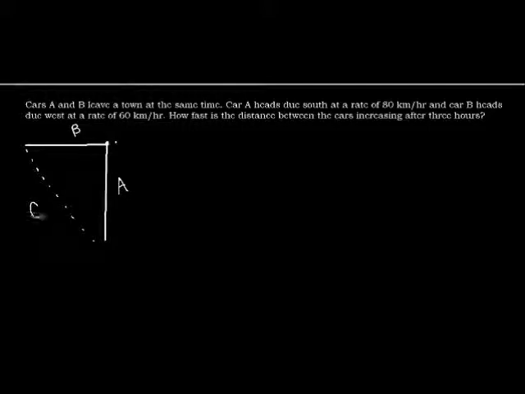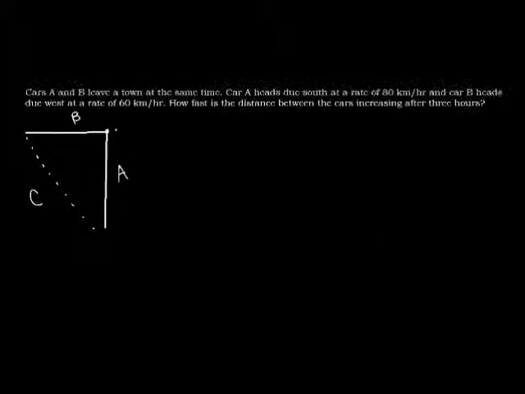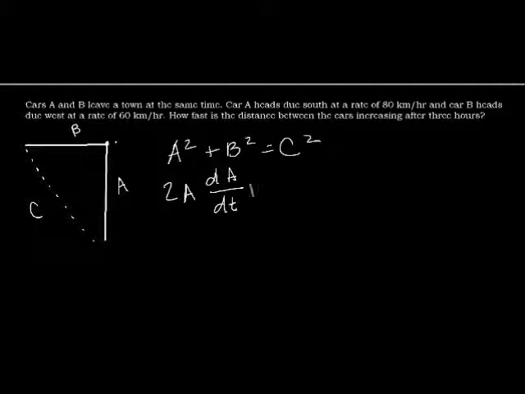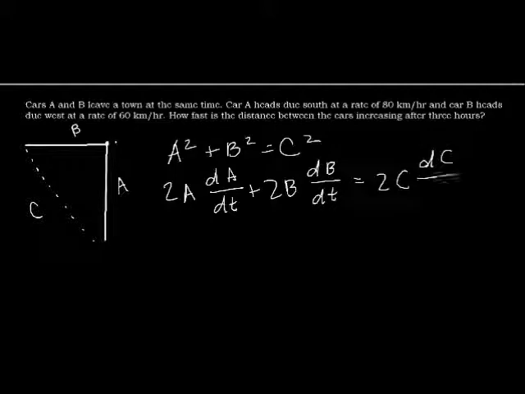And we're going to start out by using the Pythagorean theorem, because this is a triangle. So A squared plus B squared equals C squared. And ultimately, we're just going to find the derivative of this equation and plug things in. So the derivative would be 2A dA dt plus 2B dB dt equals 2C dC dt. And we could divide out a 2 on both sides.